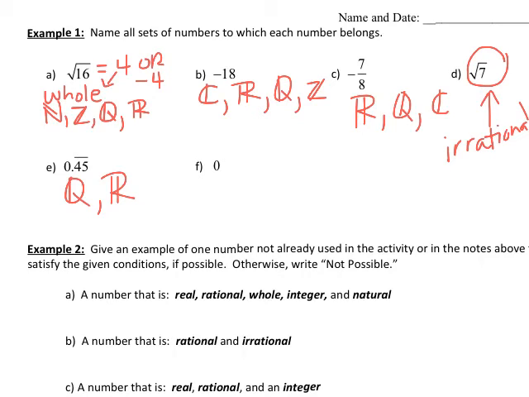The number 0 fits into 5 different categories. It fits into the complex category, okay, the whole category, because 0 is part of the whole numbers, but it's not part of the natural numbers. It is part of the integer set, also real numbers, and rational numbers. It can be written as a fraction. Any number over 0 is 0.